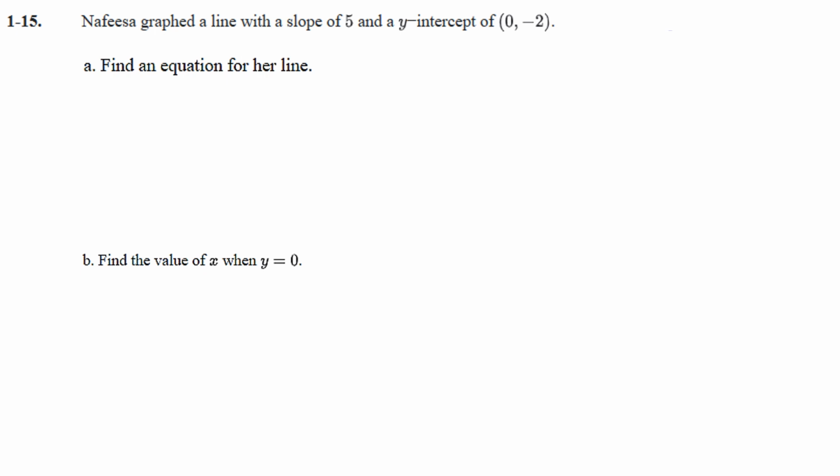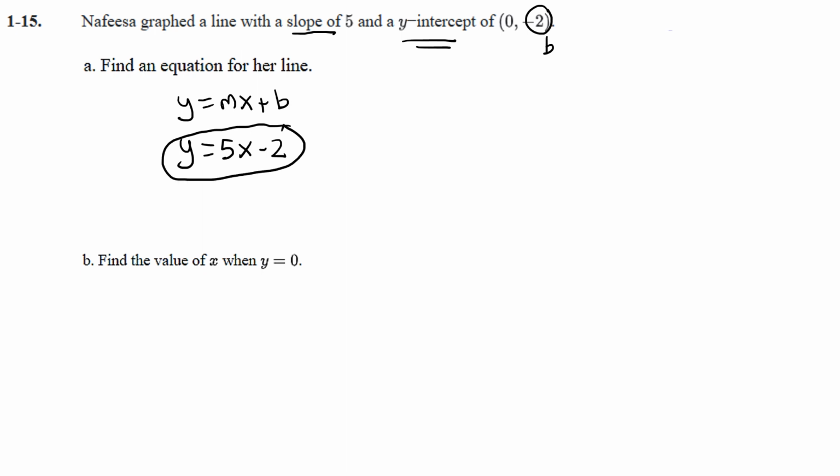Okay, it says Nafisa graphed a line with a slope of 5 and a y-intercept of (0, negative 2). Find the equation for the line. Well, we know it's a line. We know the slope and the intercept. So I should be able to use slope-intercept form. We talked about that at the end of the last assignment, 1.1.1. We did talk about it in the math notes for the video for today's lesson, so go back and watch those if you need to. The slope is m, this value is b, so we just plug it in. Y equals 5x, and since b is negative, it'd be minus 2.